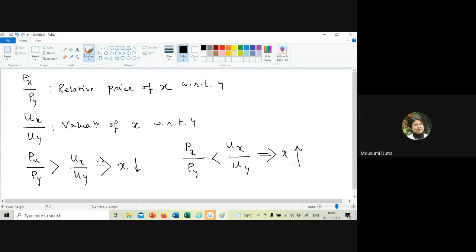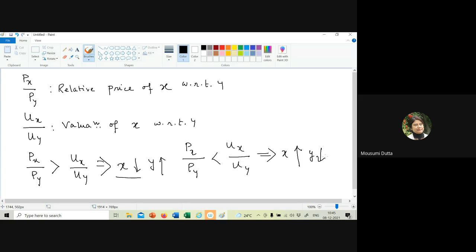If you reduce consumption of X, that means you are increasing consumption of Y. If you are increasing consumption of X, that means you have to reduce your consumption of Y. So in the first case, you will reduce consumption of X and increase consumption of Y, or you will substitute X by Y. On the other hand, in the second case, when you are increasing your consumption of X, that means you are substituting some of Y by X.